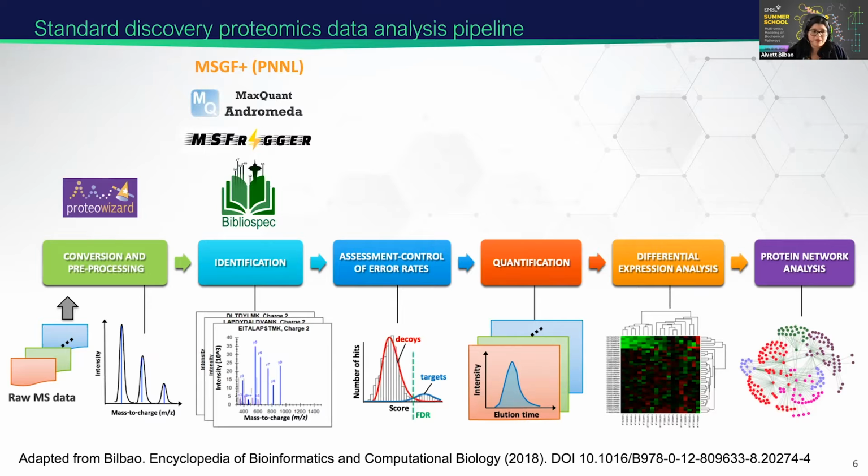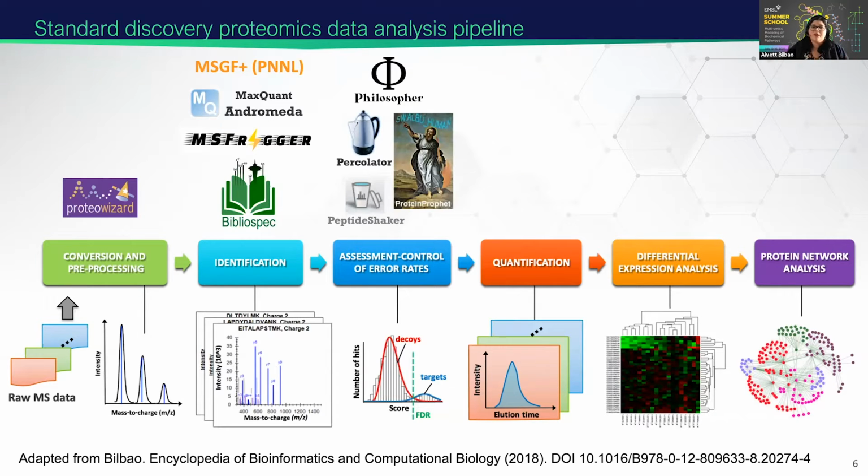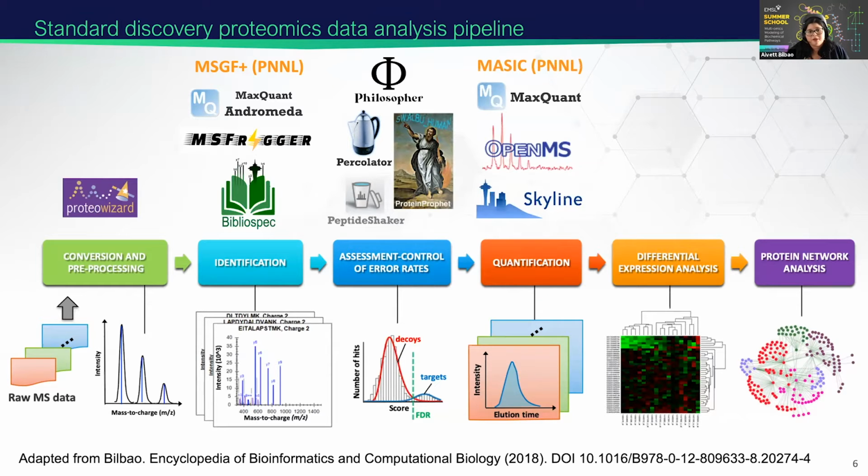Then comes the step of identification. You heard from Yuchen about MaxQuant. Other software tools include MSGF Plus that David will be presenting later, and also MS Fragger and BiblioSpec that basically compare theoretical or library MSMS spectra with the experimental spectrum to do the peptide spectrum matches. Then we have tools that take those matches and perform a statistical analysis to assess and control the error rates, to evaluate the false discovery rates.